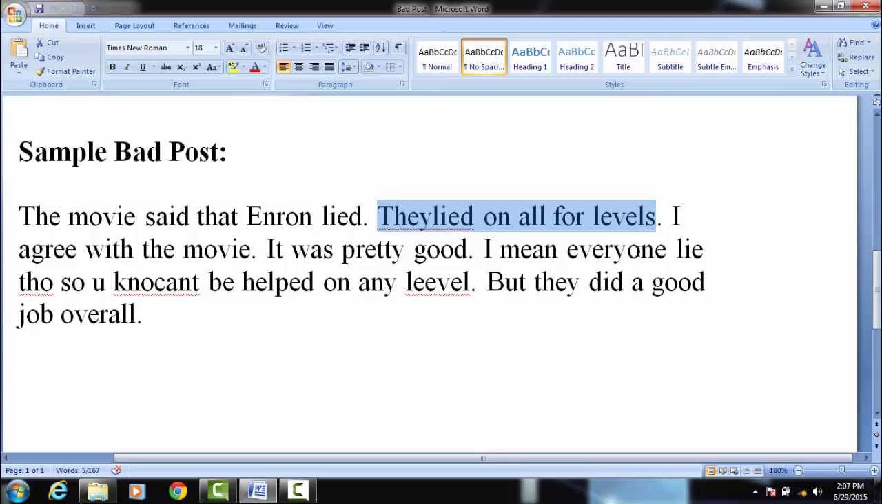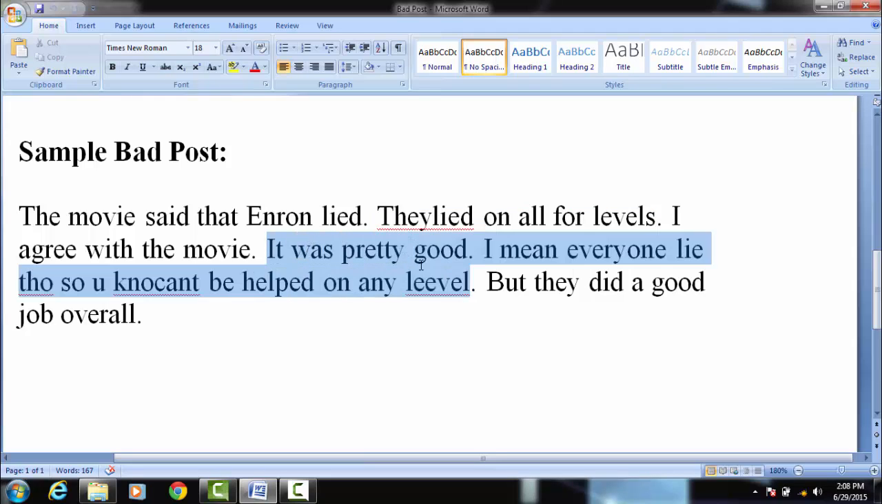Then the student evaluates the film instead of continuing to answer the other questions asked by the prompt. We can see that here when the student simply says, it was pretty good. It might be okay for you to evaluate the film in a discussion post, but here it's off topic and it's not relevant. The student continues to discuss ideas that are not relevant to the prompt. I mean, everyone lie, though so you know can't be helped on any level. The sentence structure is very messed up here. First, it's obvious that the student didn't proofread. Let's go on. The student finishes with another evaluation, but they did a good job overall.